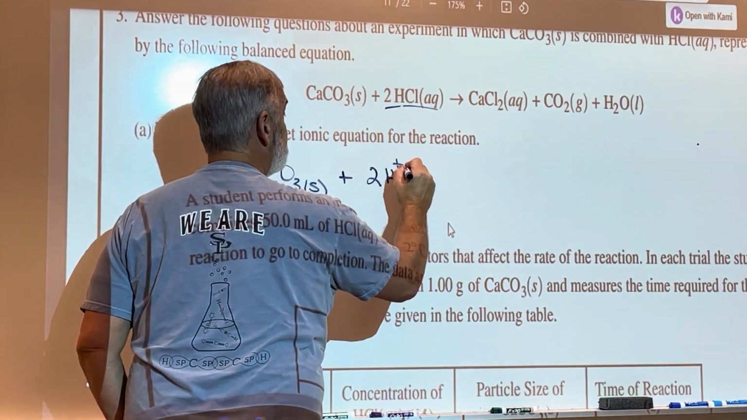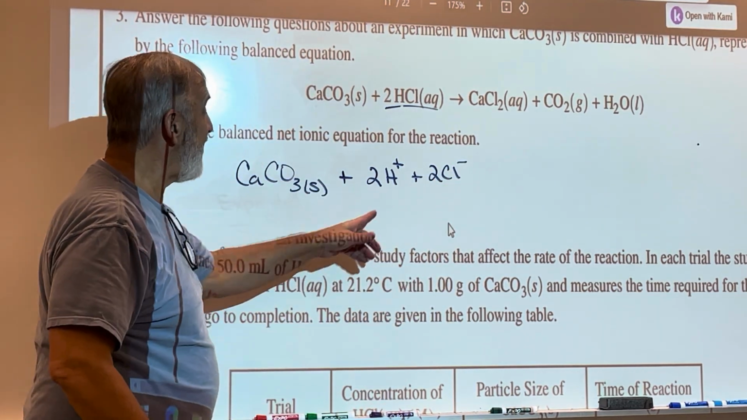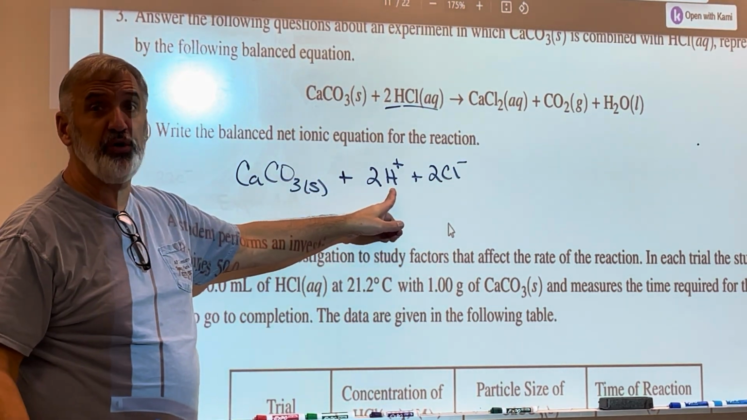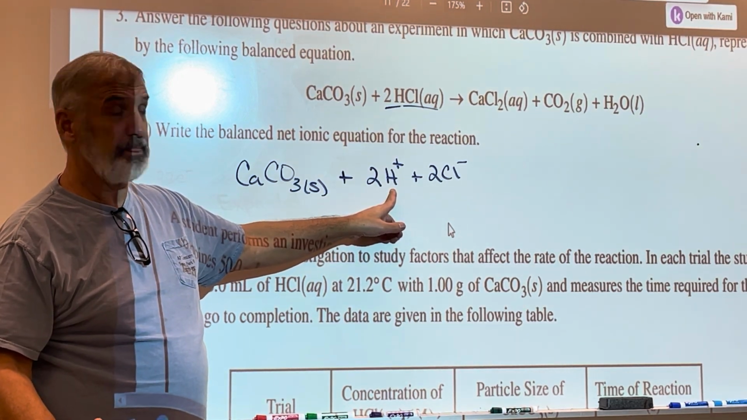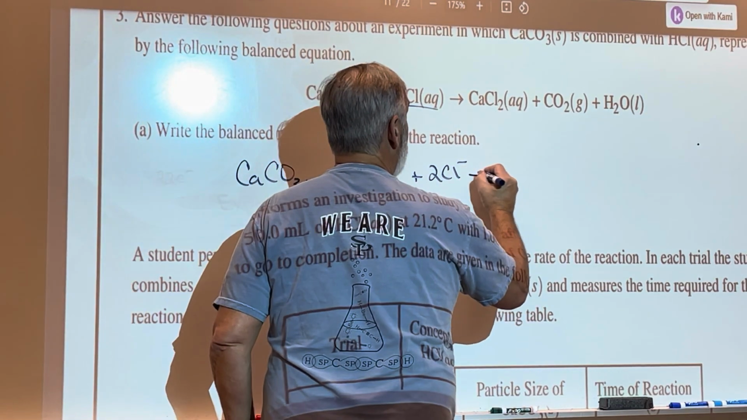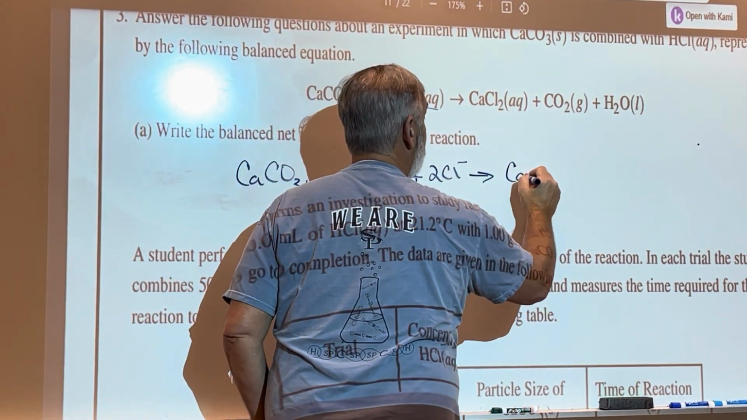2H pluses and 2 Cl minuses. They are not going to be in a subscript 2. The 2H pluses are not going to bond together, right? Now, calcium chloride is an aqueous ionic, so we're going to get Ca with what charge?